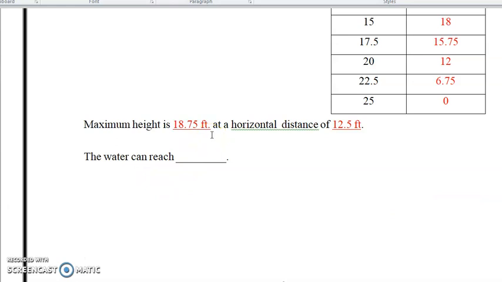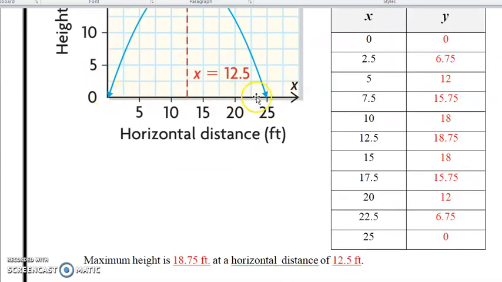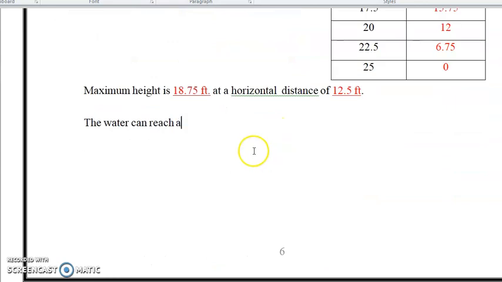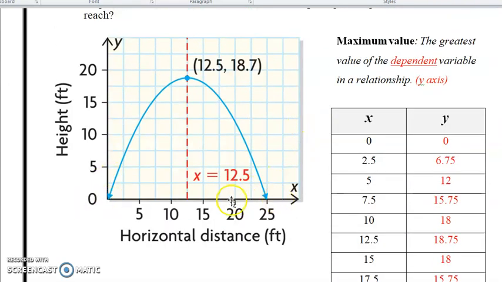And how far can the water reach? So that would be the farthest distance from back to where it goes. It can reach a horizontal distance of 25 feet. Right? And that's back when we get to right here in the diagram. So this is the path of the water. It can go a horizontal distance of 25 feet and a vertical distance of 18.7 feet.